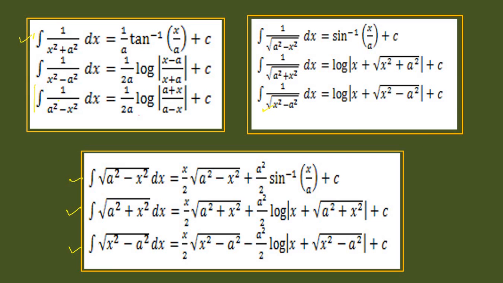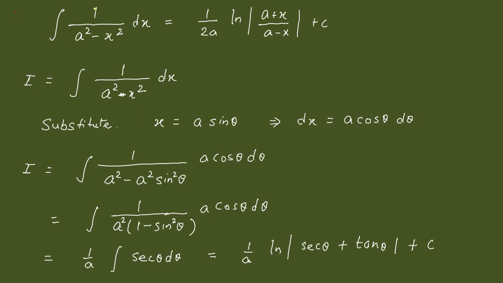1 over a square minus x square dx. The result should be 1 over 2a ln of (a plus x) divided by (a minus x) plus c. So we will derive it. We can see that the inverse substitution process should be done, and a square minus x square is the standard form in which we have to substitute x equals a sine theta. So we'll do so.